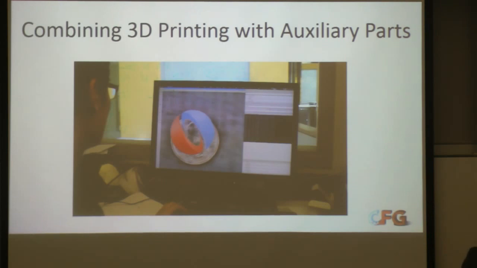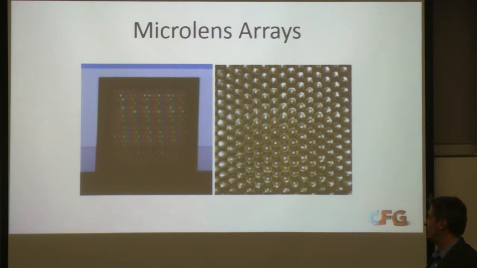I would like to show a few examples of what we can do these days. So for example, here we can print microlens arrays.